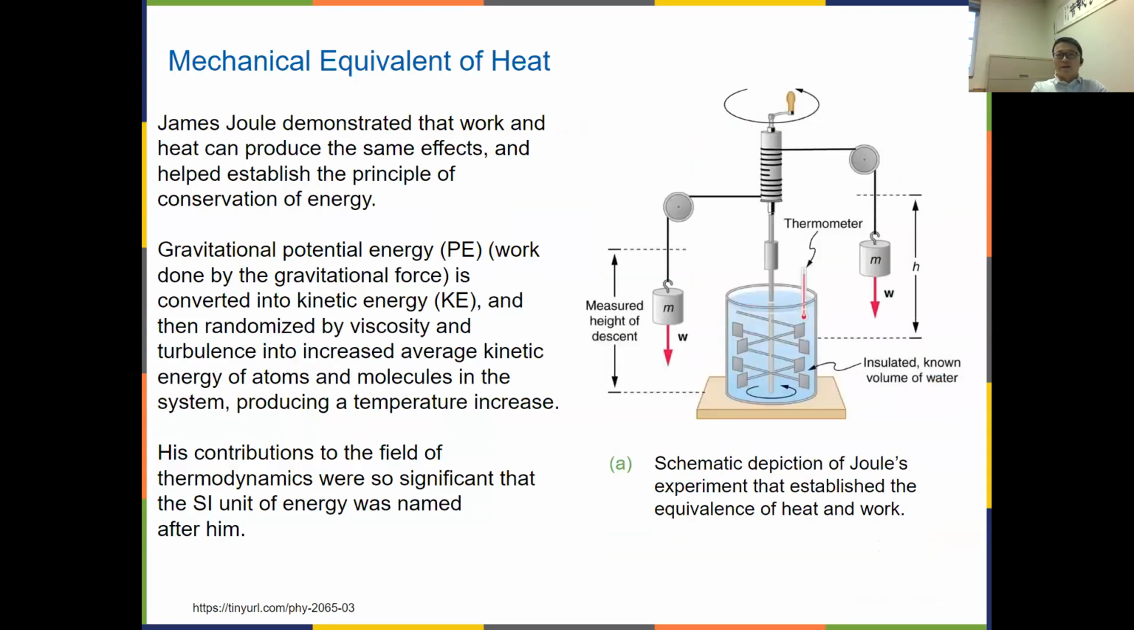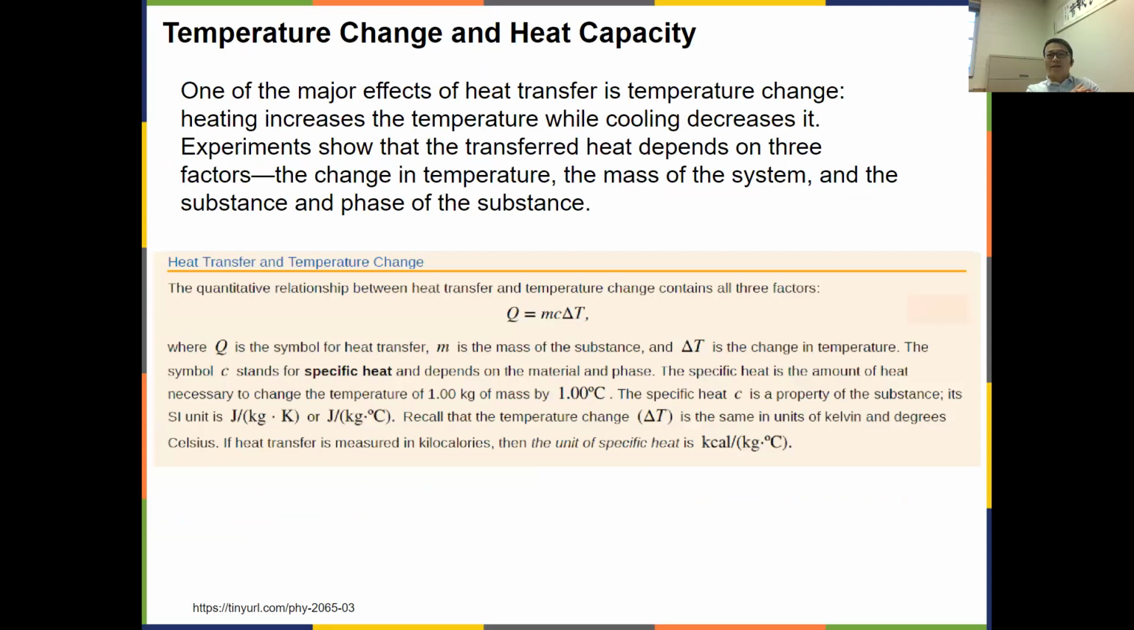And we talked about the equivalent of heat and energy, basically mechanical energy or gravitational potential energy in this case. That was demonstrated by James Joule. And we talked about the heat capacities or specific heat capacities. So specific heat capacity is related to the heat given to the object or taken from the object. So Q, the heat added to the object or taken off from the object, is equal to the mass of the object times the specific heat capacity C times delta T, the temperature change.